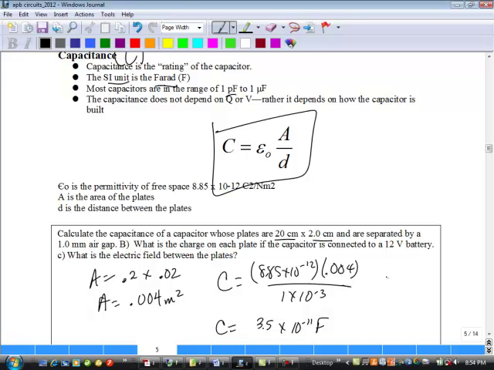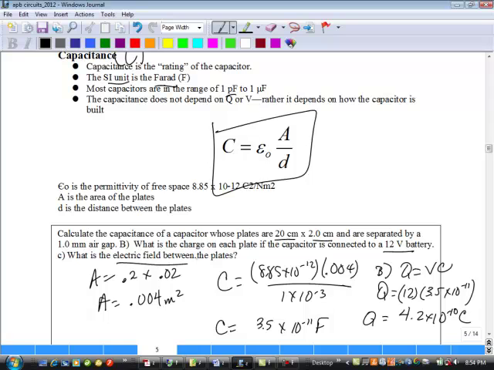Part B, what's the charge on each plate if it's connected to a 12-volt battery? Now that I have the value, I can use Q equals VC. I can calculate that charge by multiplying the capacitance that I just got by my 12 volts. And when I do so, I get Q to be 4.2 times 10 to the minus 10 coulombs.